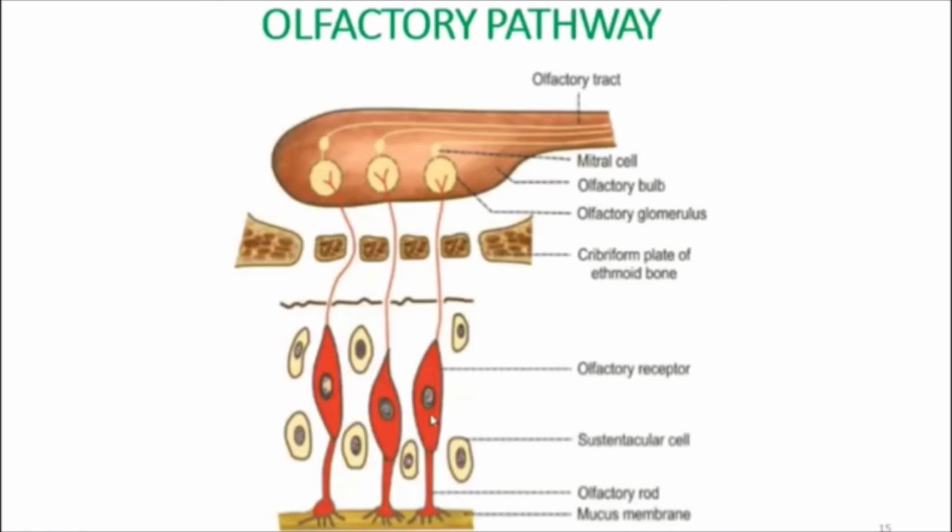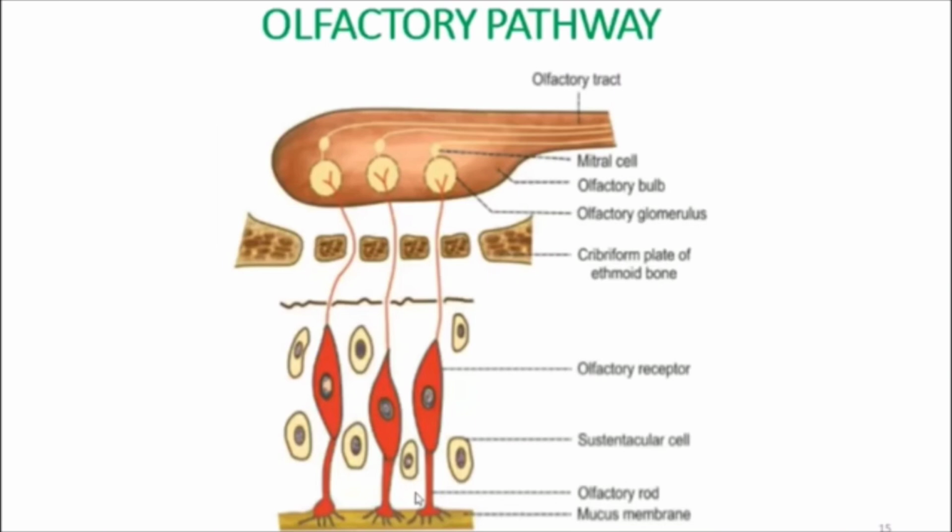So the starting point is the olfactory receptor, which is situated in the mucous membrane. The mucous membrane contains a gland known as Bowman's gland. The olfactory receptor has short dendrites, and the expanded part of the dendrite is called the olfactory rod. The olfactory rod has 10 to 12 cilia arising from it, which project to the mucous membrane. The axons of the olfactory receptor pierce the cribriform plate of the ethmoid bone and reach the olfactory bulb. In the olfactory bulb, what happens? The axons synapse with the dendrites of the mitral cells.